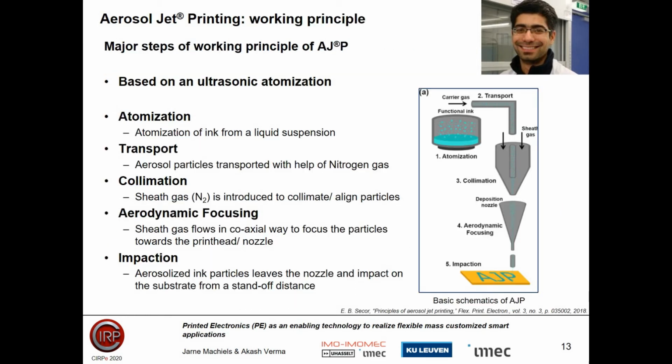The basic working principle of ultrasonic atomization can be explained from this figure on the right side. There are 5 major points. The first one is atomization, which means a liquid suspension ink is atomized into aerosol particles, which are then transported towards the printhead using nitrogen gas. In the third step, collimation, a sheath gas is introduced to collimate and align the particles in the same way, which helps to aerodynamically focus all the particles towards the printhead. In the last step, the aerosolized ink particles leave the nozzle and impact on the substrate in a desired pattern.